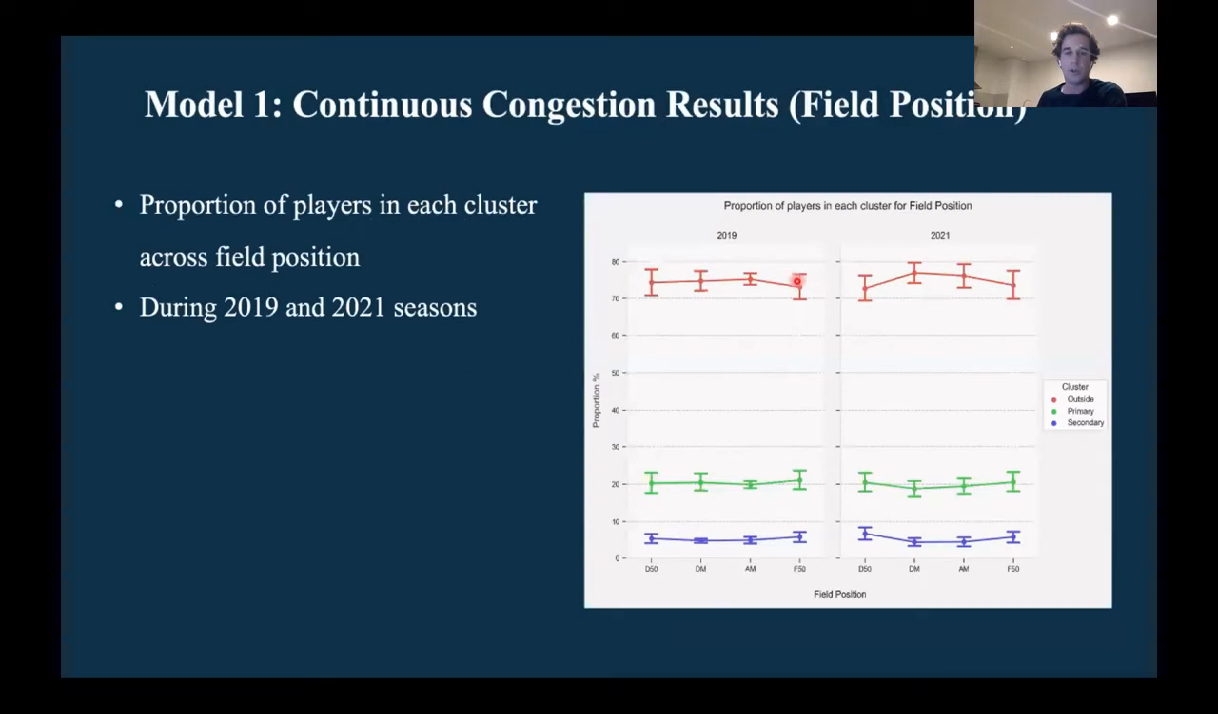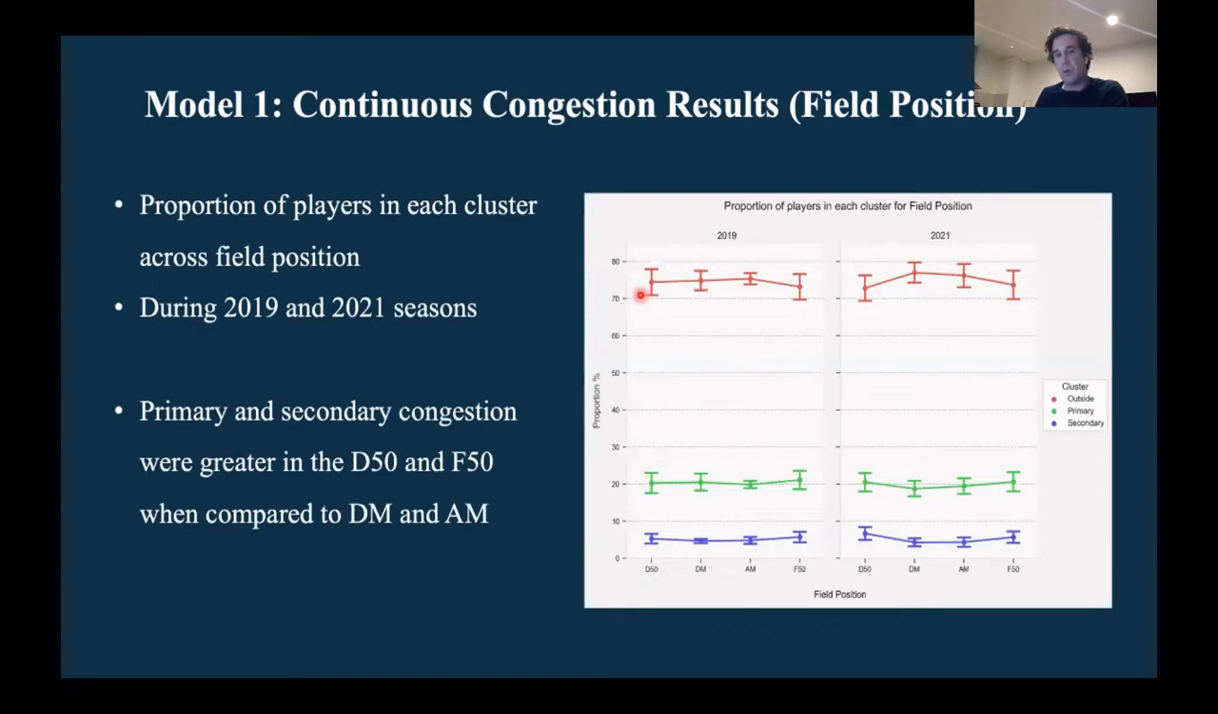When we look at the field position, the defensive 50 was in your back half of the ground, and then forward 50 is towards your attacking end. So when we move the ball towards your attacking end, you can see primary congestion increase a little bit, and then outside congestion decrease. But again, the findings are quite small.